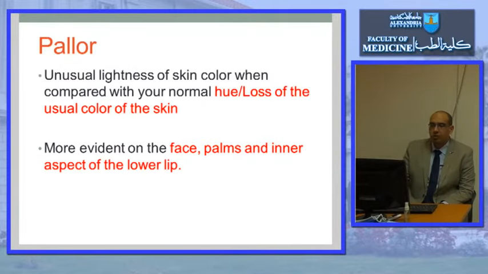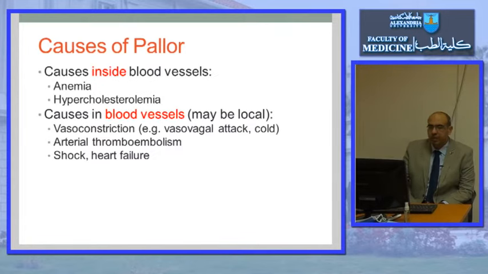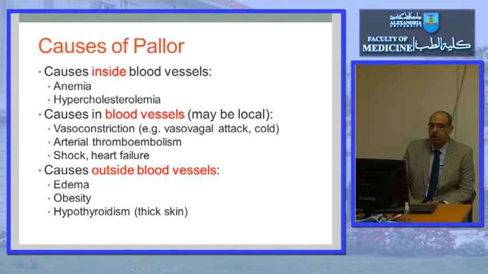Pallor is loss of the usual color of skin, more evident on the face, palms, and the inner aspect of the lower lip. Causes of pallor include causes inside the blood vessel like anemia, which is the most important cause of pallor, hypercholesterolemia, causes in the blood vessel like vasoconstriction, arterial thromboembolism, or causes from outside the blood vessel like edema, obesity, and hypothyroidism. It will thick skin and decrease visibility of the oxyhemoglobin.